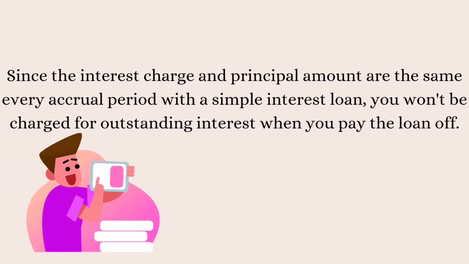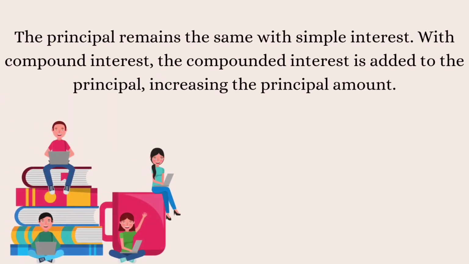Since the interest charge and principal amount are the same every accrual period with a simple interest loan, you won't be charged for outstanding interest when you pay the loan off. The principal remains the same with simple interest. With compound interest, the compounded interest is added to the principal, increasing the principal amount.